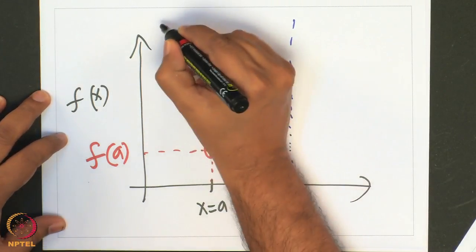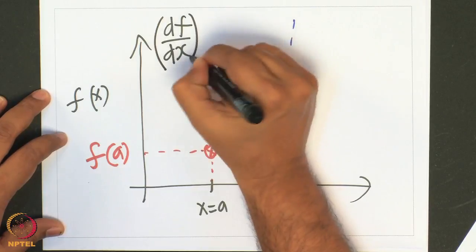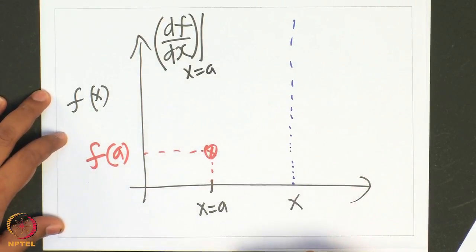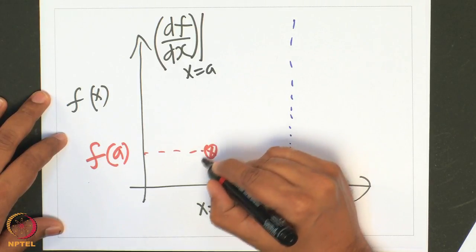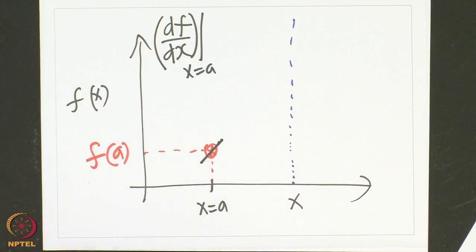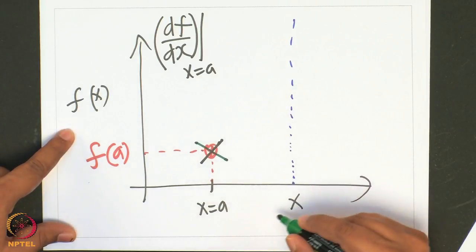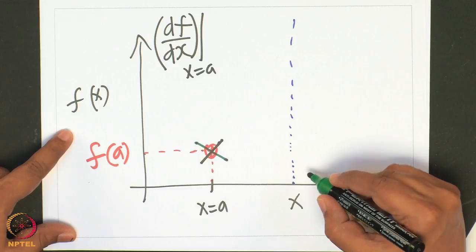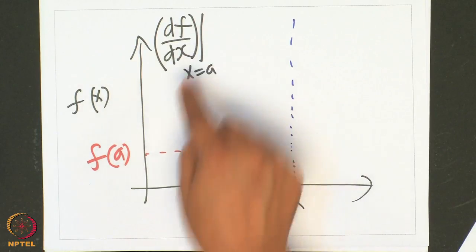If I know df by dx, think about it, what do I know? If I know that df by dx at x equal to a is positive, then the local slope is going to be like this, so the function is likely to go up. If df by dx is negative, then the local slope is going to be like this, so the function is going to decrease. So the local slope first of all gives you the direction, whether it is going to go up or down, and therefore this is a very useful quantity.